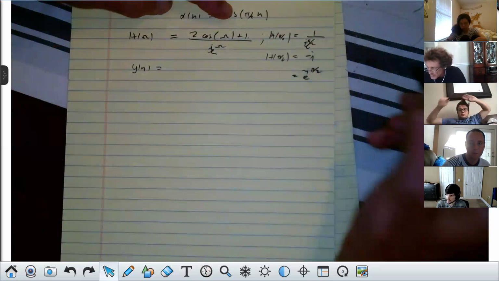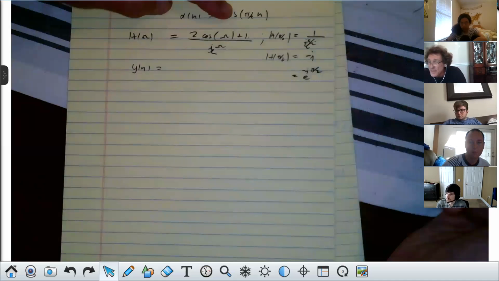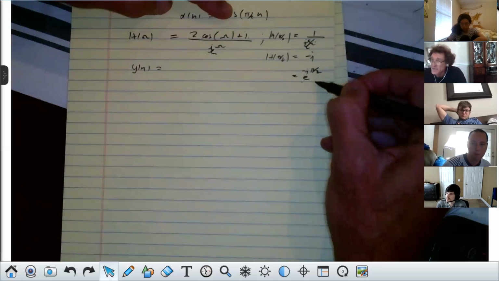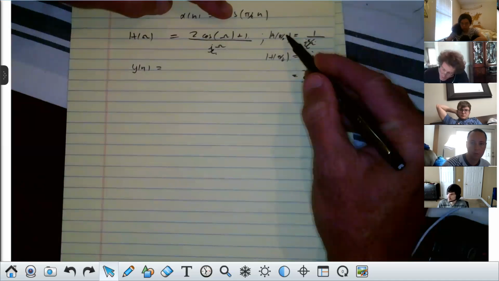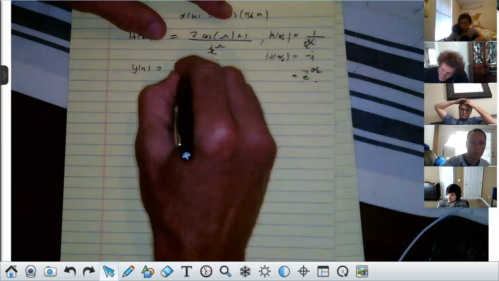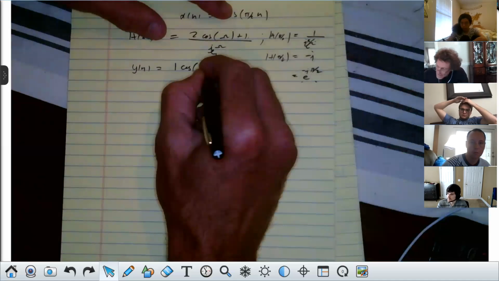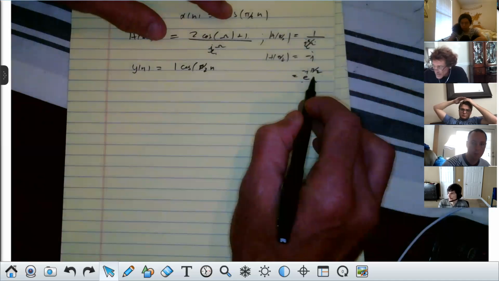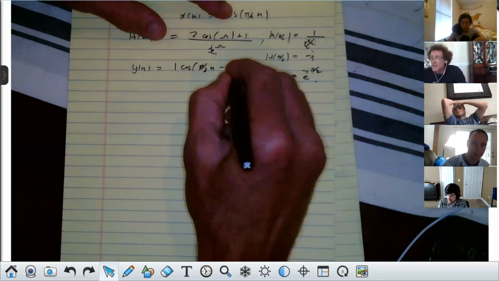I could have gone right from here to here. Do you agree with me? What's the magnitude of that? Magnitude of that is 1, correct? The magnitude of h of pi over 2 is 1. So my output would be 1 times the cosine of the original frequency, pi over 2n, then the phase angle associated with the transfer function. And the phase angle is minus pi over 2, correct?